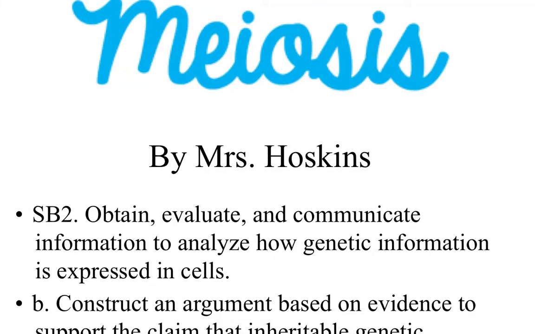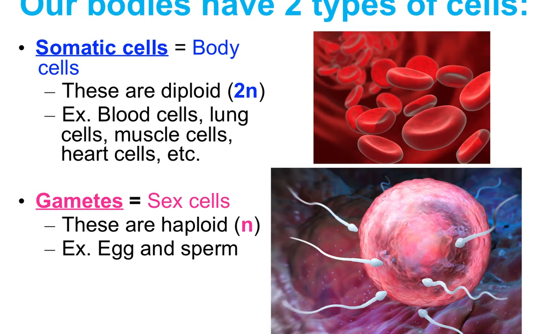Meiosis. In this video series, you are going to learn how things are inherited, how there's variation when things are inherited, how do we get new genetic information. So essentially our bodies have two types of cells. They're called gametes, which are our sex cells, and somatic cells. Those are cells that are within our body.